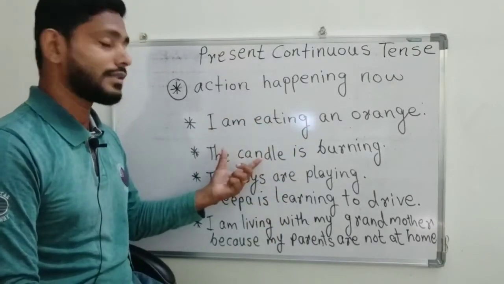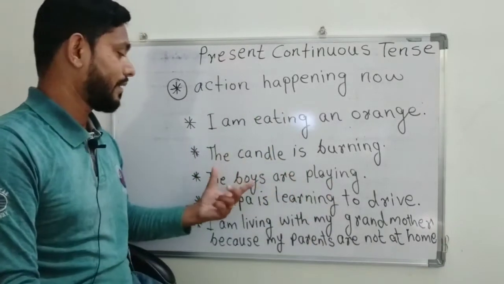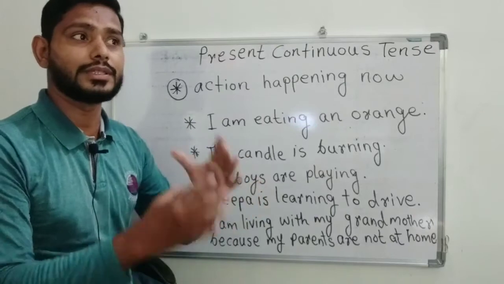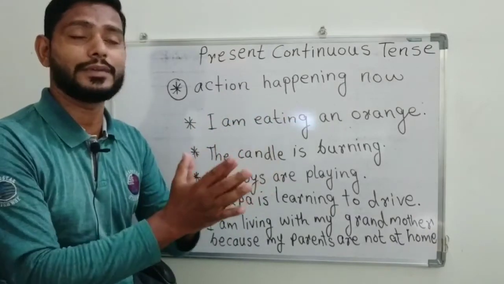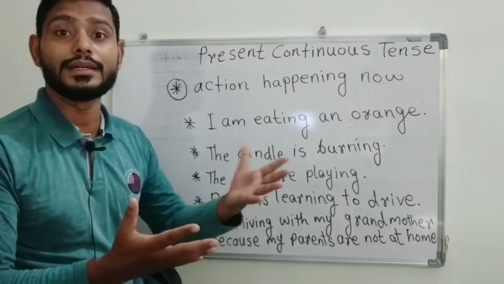Here in the second sentence, you see a candle is burning. It means an action is happening now. The boys are playing. You just see outside and you happen to see some boys playing. So you make a sentence like the boys are playing, the girls are singing.